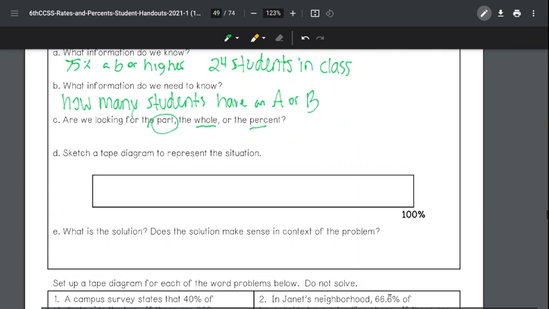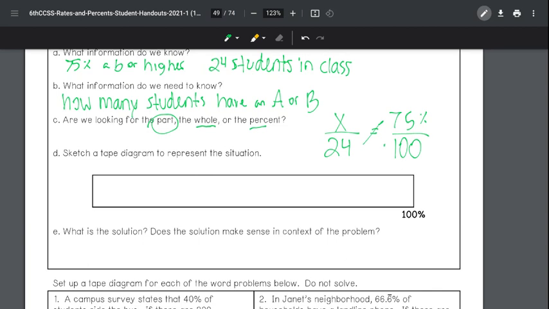I'm not going to sketch a tape diagram. I'm actually going to set up a proportion. So we are looking for the number of students out of the 24 students in class that are getting a B or higher. We know that 75% of the class is getting a B or higher. So 75% over 100 equals x over 24. Cross multiply and divide. 24 times 75 is 1,800. And we divide that by 100, and we get x equals 18.